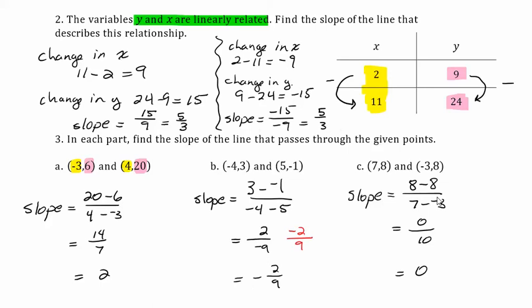All right, the last one, we had 0 over 10. Now, if you switch the order, you would have had a -10 here. But it doesn't matter because 0 divided by anything is 0.